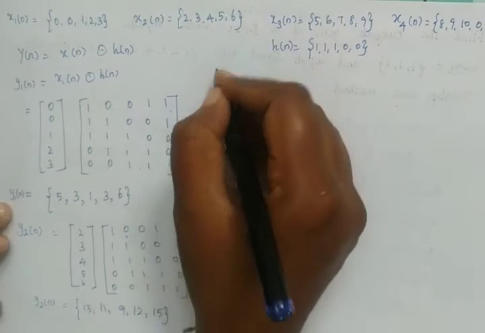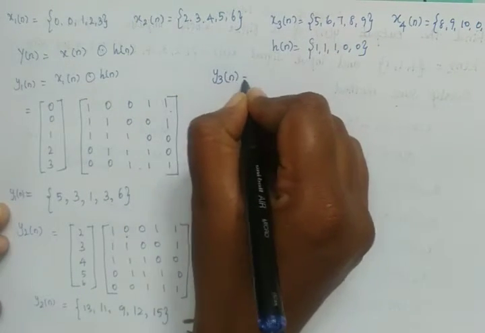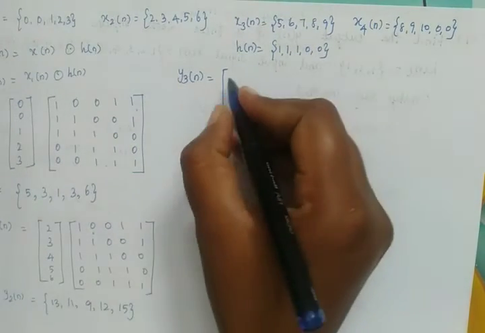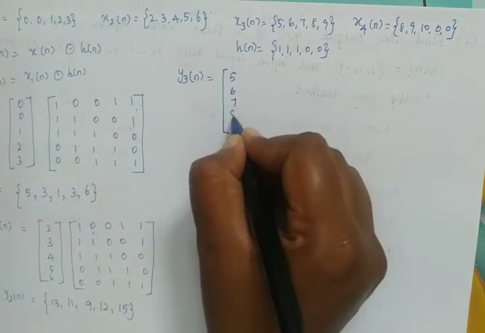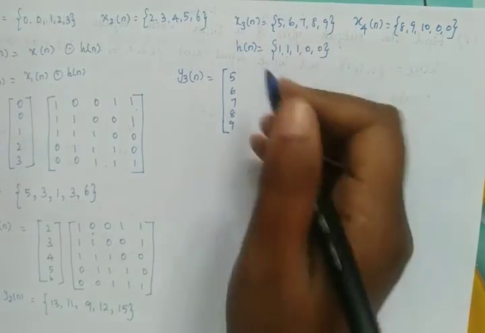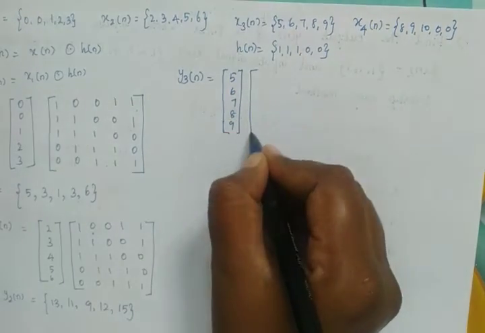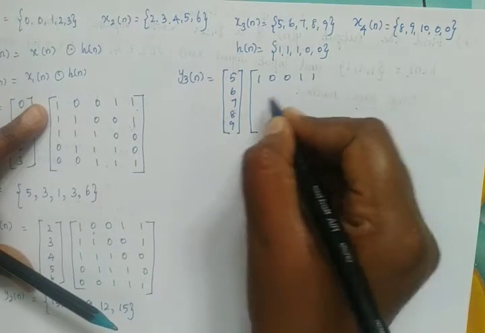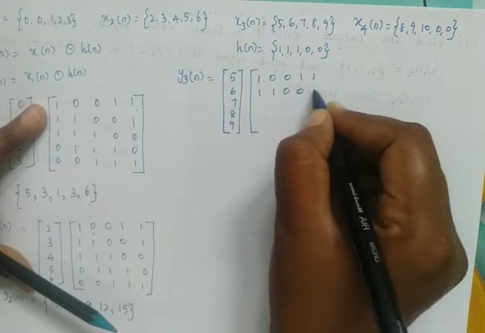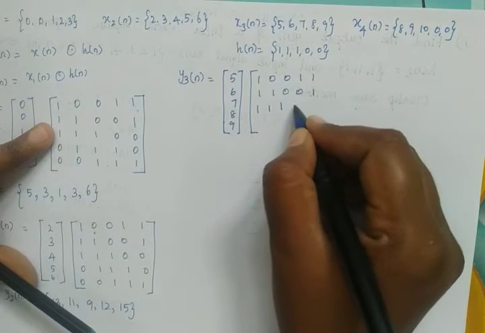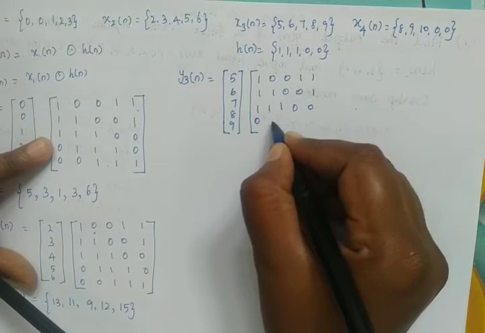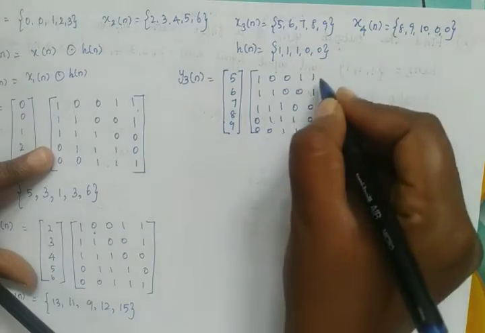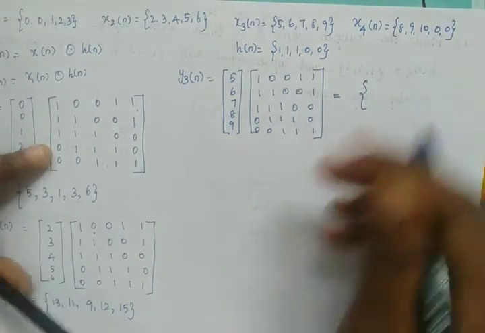Now what is y3 of n? So y3 of n is equal to, now what is x3 of n? Here we have to write the x3 of n. That is 5, 6, 7, 8, 9. So here we have x3 of n into this h of n. What is h of n? Here we have this h of n. So that is 1, 0, 0, 1, 1. Then double 1, 0, 0, 1. Then triple 1, then double 0. Then here 0, triple 1, 0. Here it is double 0, triple 1, which is equal to. Now let us write here.